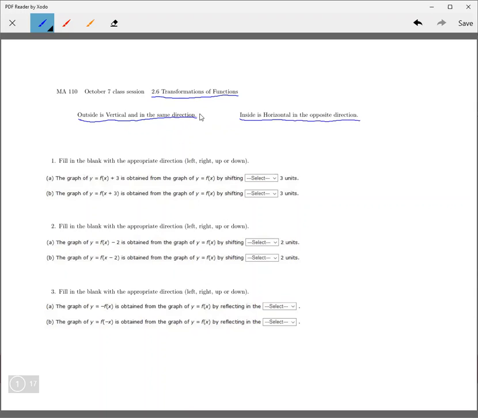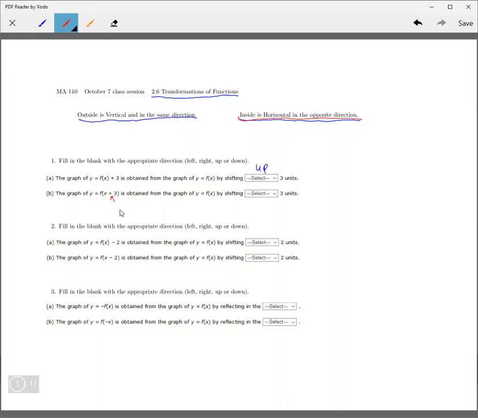Okay, that might not make much sense for you right now, but start looking at this right here. So this f of x plus 3, the plus 3 is outside. So that's vertical in the same direction. So plus is up. That's going to be up.